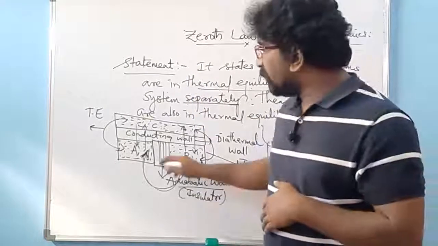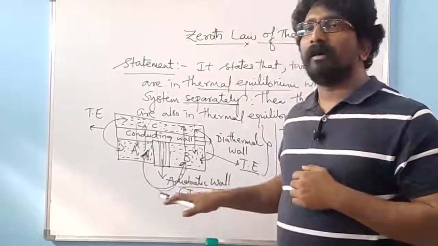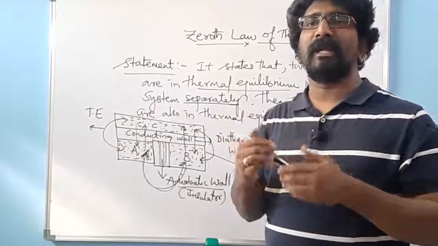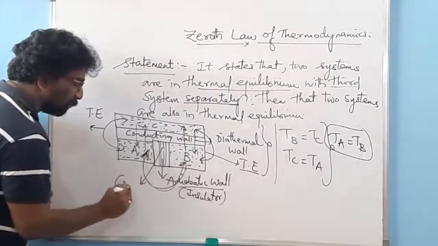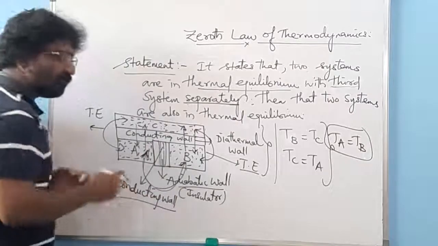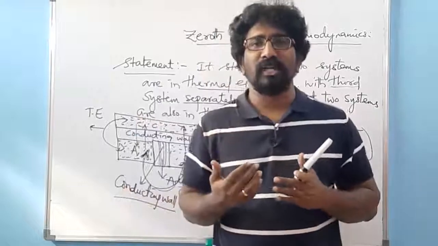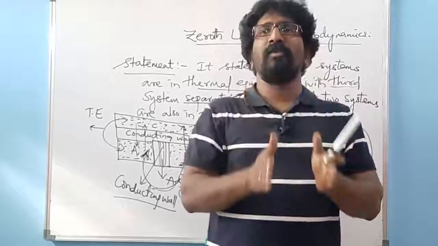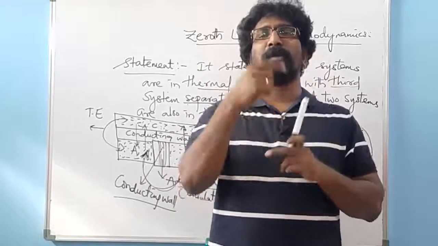Now let me replace this wall. I'll replace the adiabatic wall with a conducting wall, and let me see what happens. Assume this wall has changed to a conducting wall. If I change the wall, there will be no transfer of heat energy. Heat transfer will not take place even though a conducting wall is placed between the two systems, where previously there was an adiabatic wall.